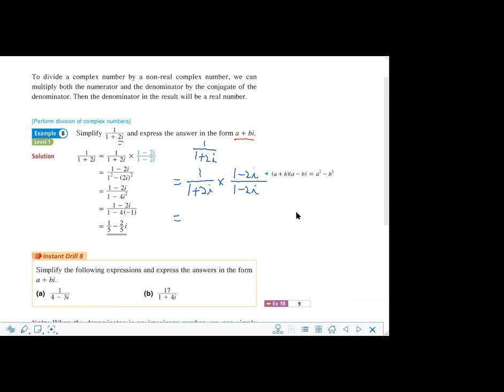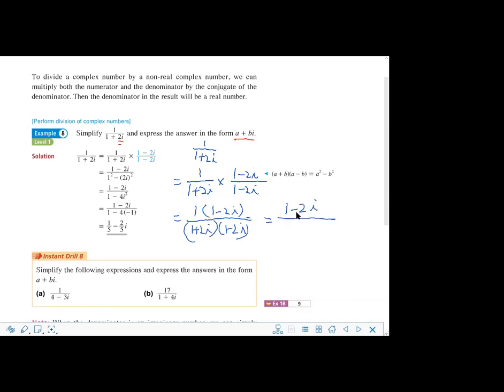When a fraction is multiplied by another fraction, we multiply the top parts together. Okay, so that is 1 times 1 minus 2i. And then you multiply the bottom parts together. 1 plus 2i times 1 minus 2i, like this. Okay, and for the top part, 1 times anything is just that thing, 1 minus 2i.